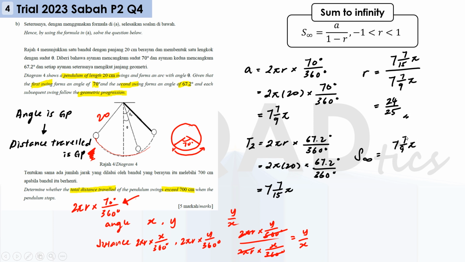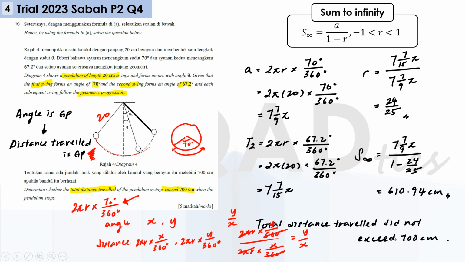So now I'm going to put it into this formula right here, divided by 1 minus R. So here will be 1 minus 34 over 25. And the final answer is 610.94, which means the total distance traveled did not exceed 700 cm.